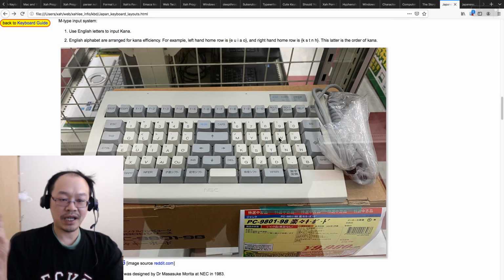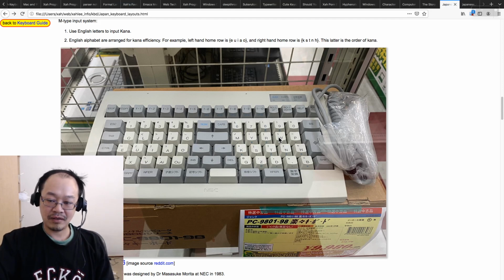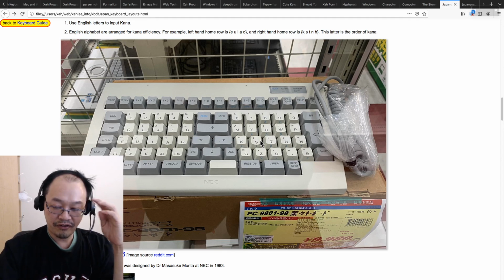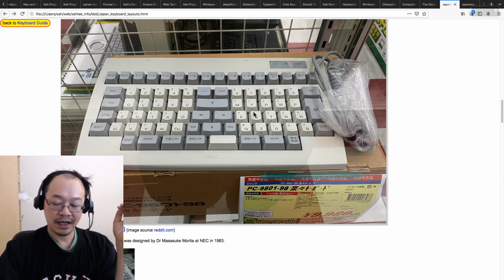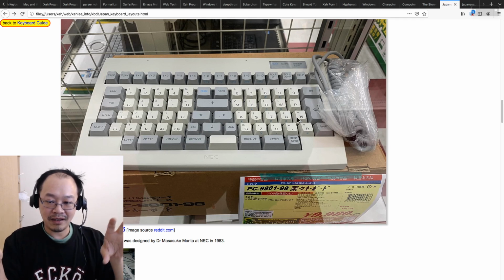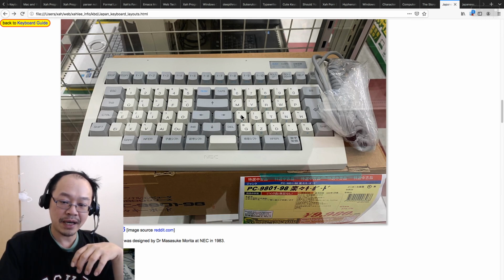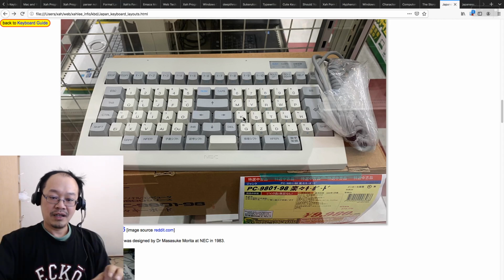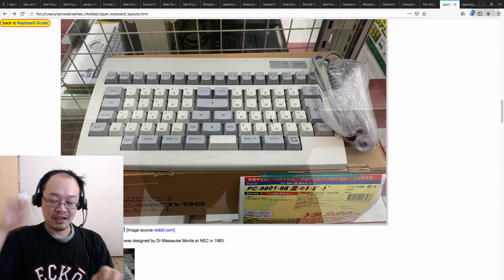Now this M-type one you are looking at is not based on a kana input system. It's based on English input, just like the one I tried to type before. However, the English alphabet is arranged according to the efficiency of Japanese kana. For example, you see EUIAO on the left home row, and on the right hand home row you have KSTNH. You might think that's strange. It's that way because they are arranged according to the efficiency of entering kana. Just like before, you type two English letters to create one kana, but this time the letters are arranged efficiently for the kana.